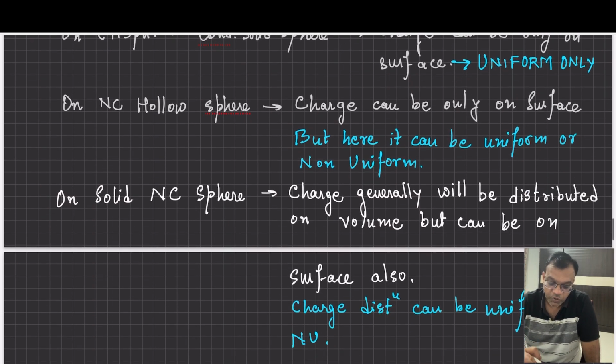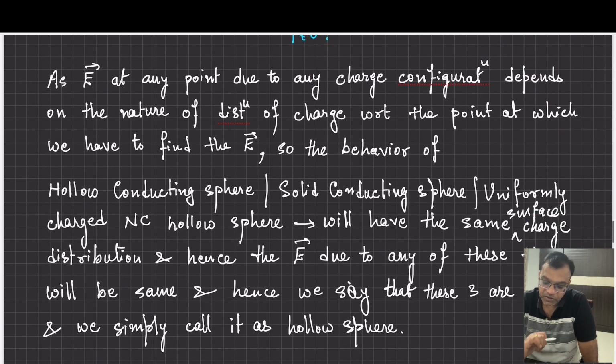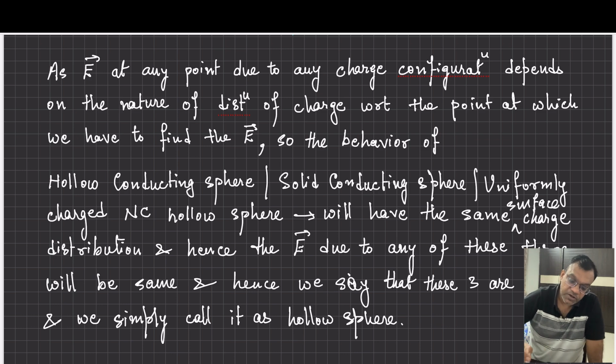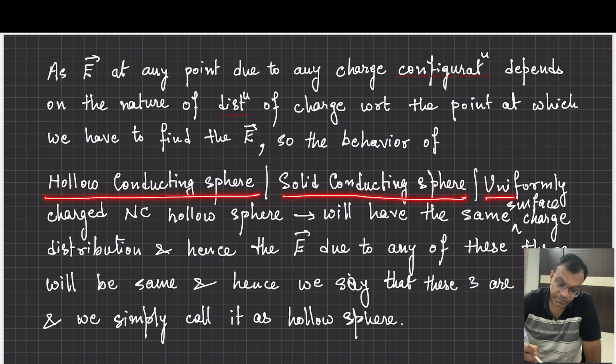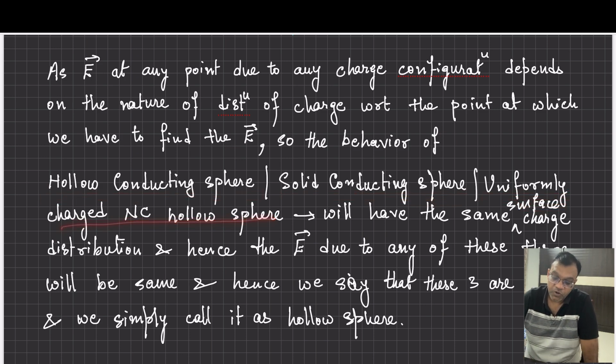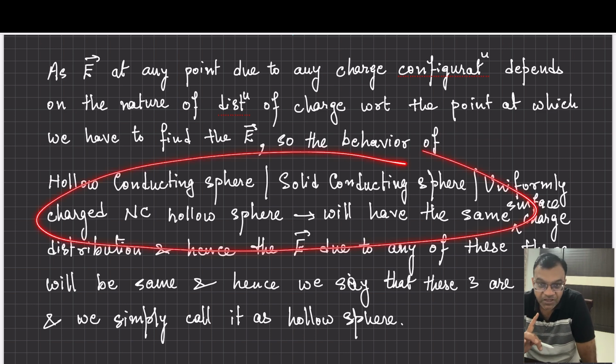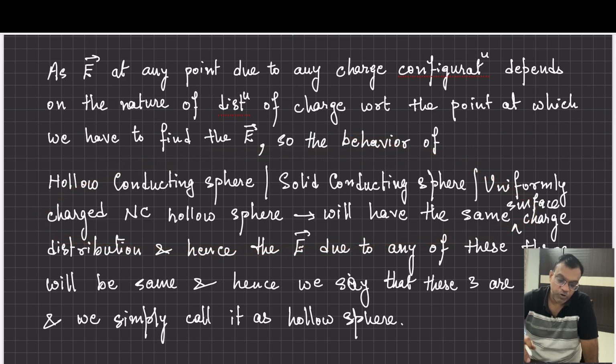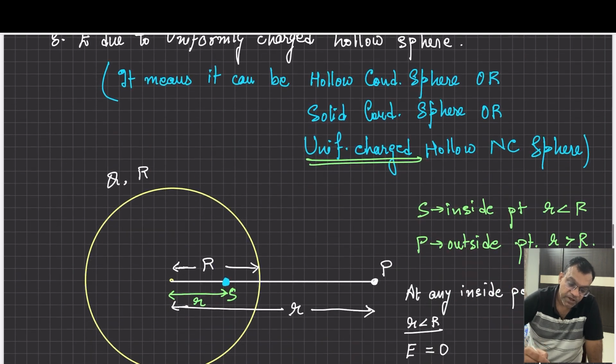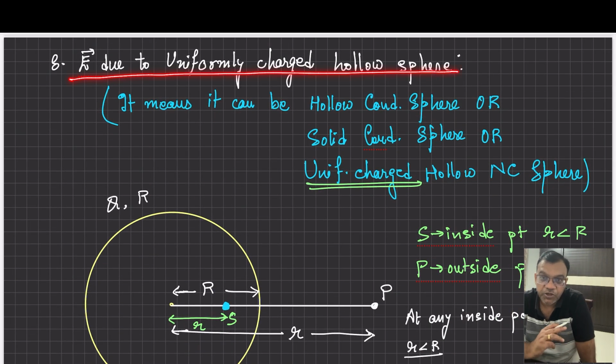So now we are going to, you can have this, read this. Now we are coming to the hollow sphere. Hollow conducting sphere, solid conducting sphere, uniformly charged non-conducting hollow sphere. All will have the same surface charge distribution and hence the electric field intensity due to any of them is same. Due to all three, it will be same. And we are calling this particular thing as the hollow sphere, uniformly charged hollow sphere.